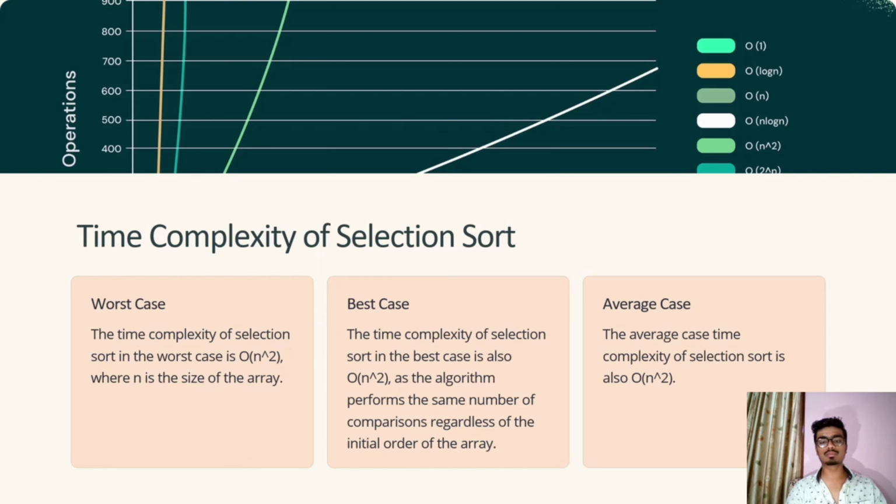Best case: the time complexity of selection sort in the best case is also O(n squared), as the algorithm performs the same number of comparisons regardless of the initial order of the array. Average case: the time complexity of selection sort in the average case is also O(n squared).